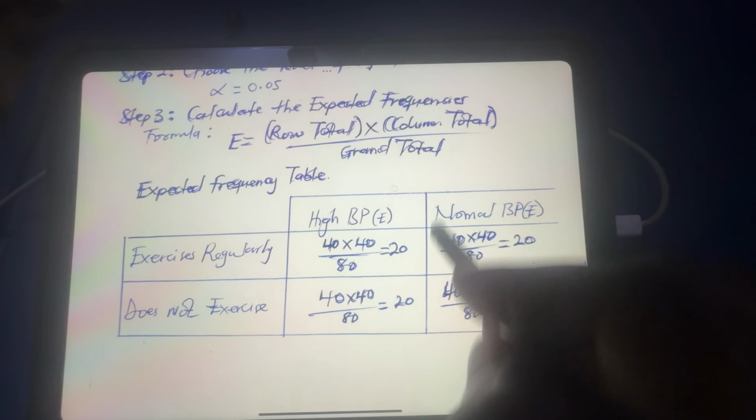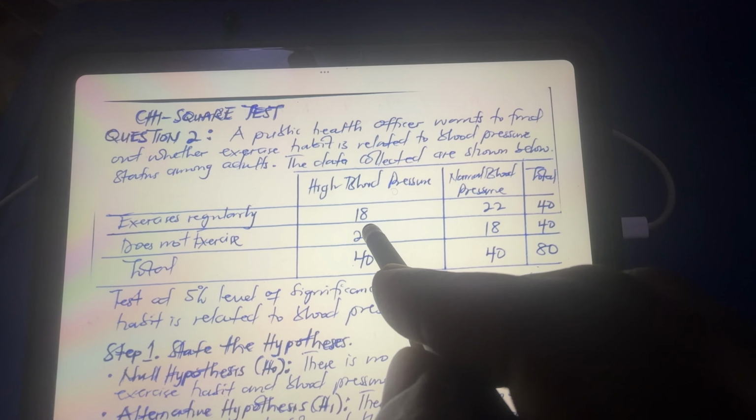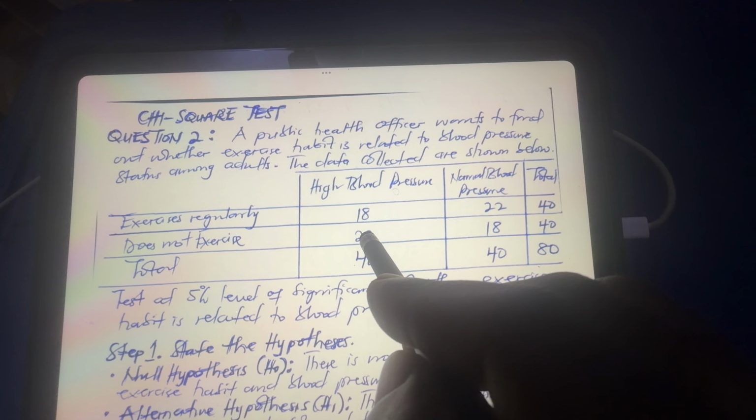So you calculate the expected frequency for this, this, this, and this. You have to draw another table. On that table, the only difference is that you won't show the row totals and you won't show the column totals. This is called the row total, and this is called the column total. You are just going to show this part of the table, 1, 2, 3, 1, 2, 3.